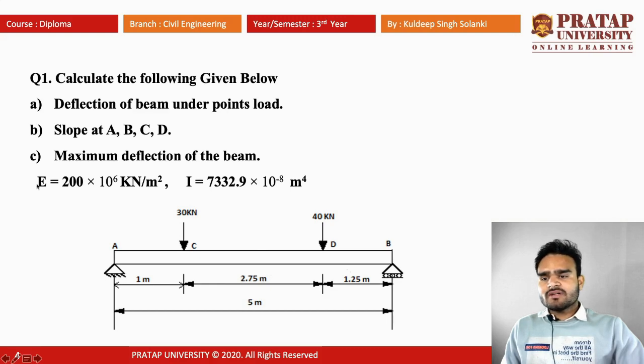E is the Young's modulus of elasticity, 200 into 10 power 6 kilonewton per meter square. I is the moment of inertia, 7332.9 into 10 power minus 8 meter to the power 4. This is our question.